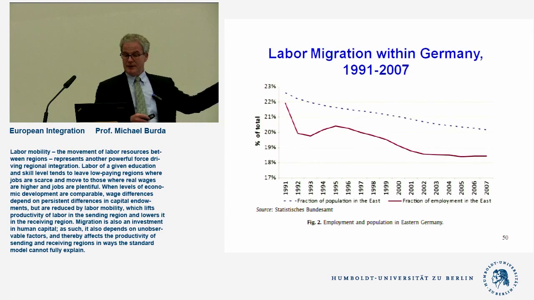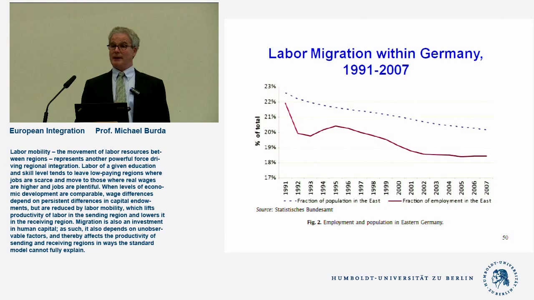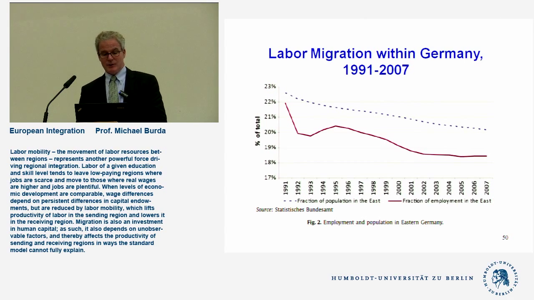This is a plot of the shorter episodes since the wall came down. So you can see that about 22% of the German population was actually in East Germany, 22.5%, and about 22% of the employed labor force was in the East. And that's fallen to just over 18.5% and just over 20% respectively. That's quite a shift of population.